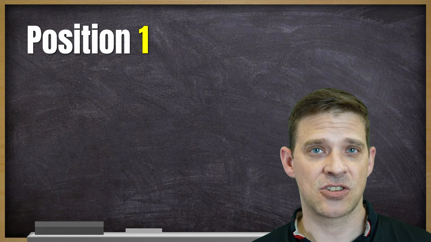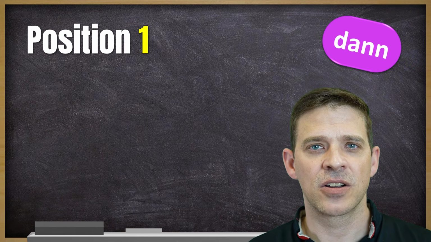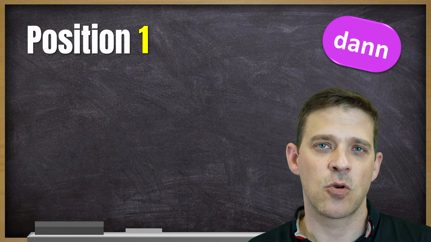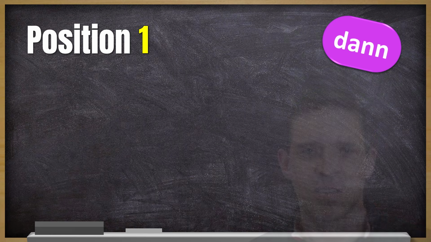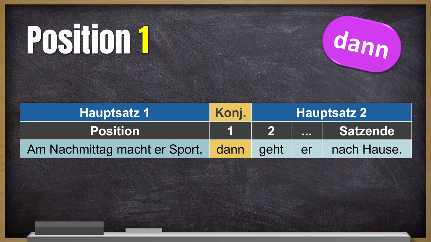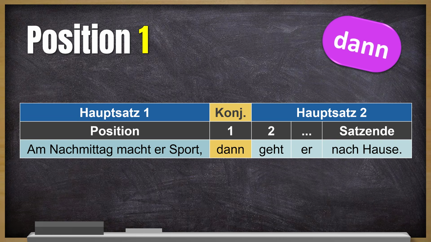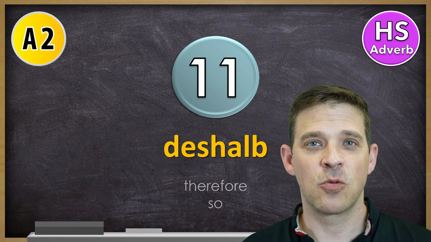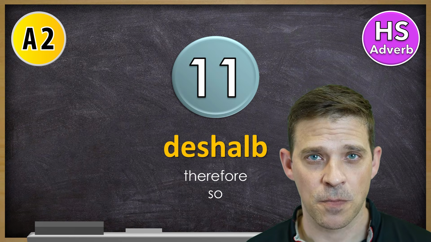Important is the position. And these adverbs, they also are the same like a subordinate clause conjunction on position 1. Also, am Nachmittag macht er Sport, dann geht er nach Hause. But important, it's followed by a main clause, therefore the conjugated verb is on second position. And we have another one like this, Nummer 11, deshalb, therefore or so.